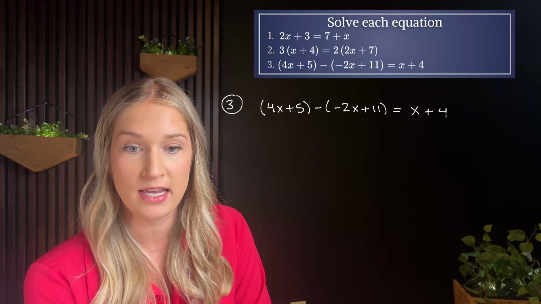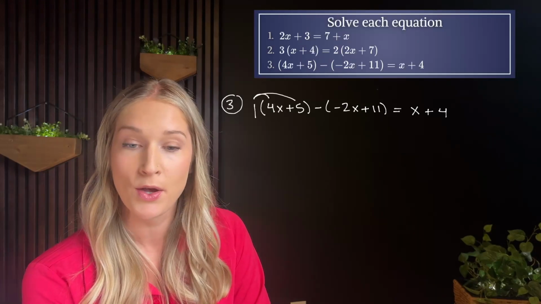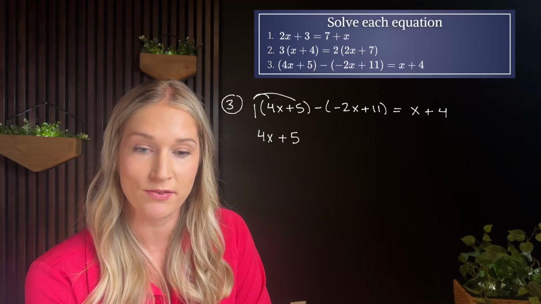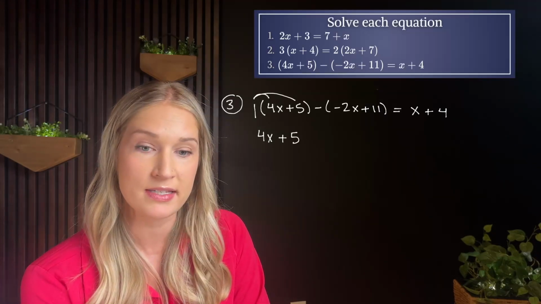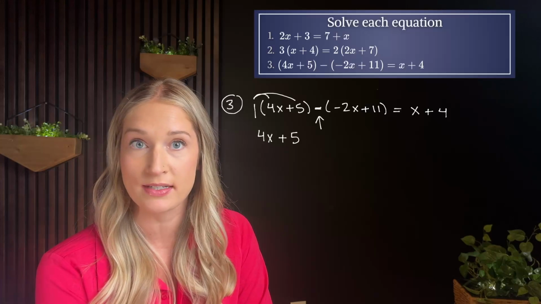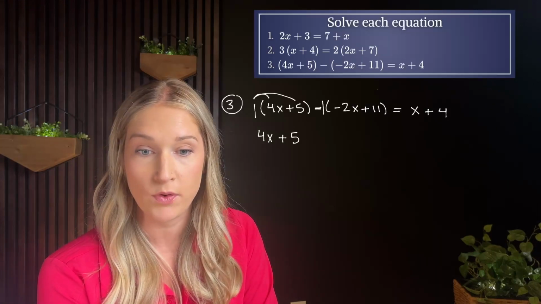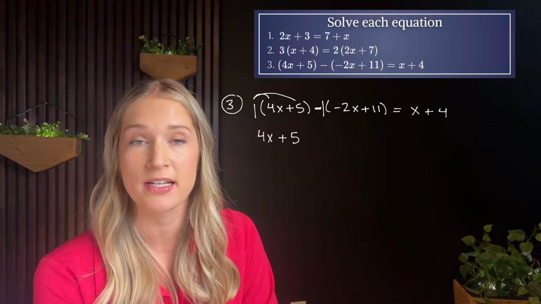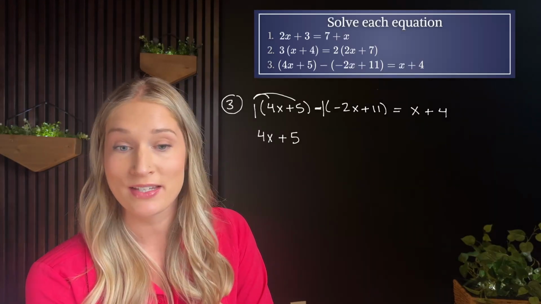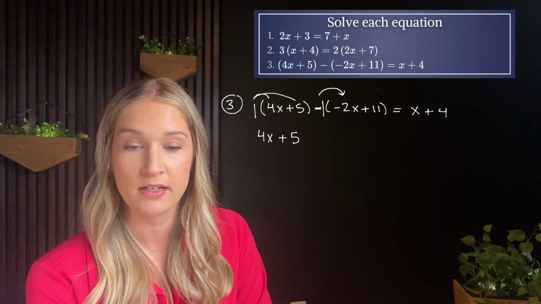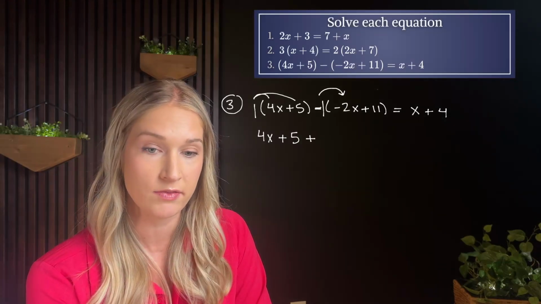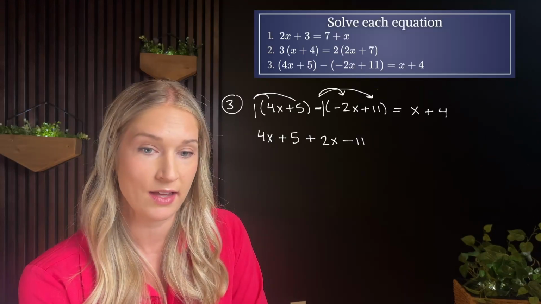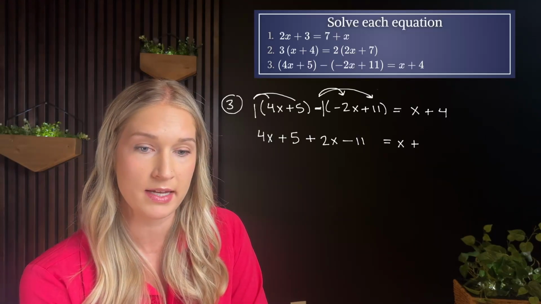You could think of this as having an invisible 1. And when I distribute, 1 times 4 is 4x, 1 times positive 5 is positive 5. Now the second parentheses does have this negative in front, and that is actually a negative 1. Same thing we've talked about before. If there's no number showing, we can imply it's being multiplied by 1. So this is a negative 1, and when I distribute negative 1 to negative 2, I get positive 2x. Negative 1 to positive 11 gives me negative 11, and I didn't do anything to the right-hand side.